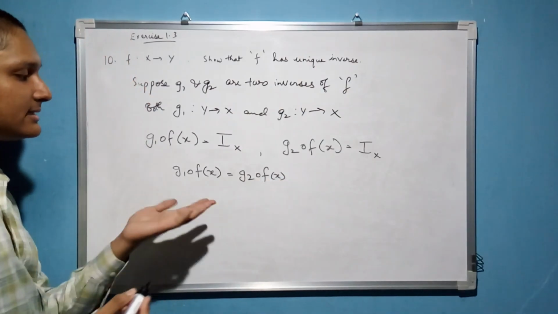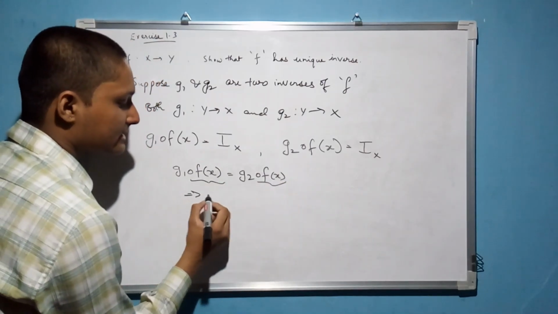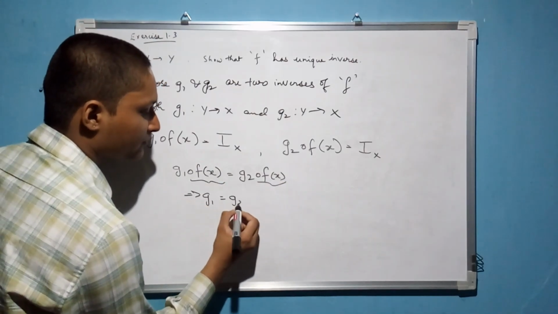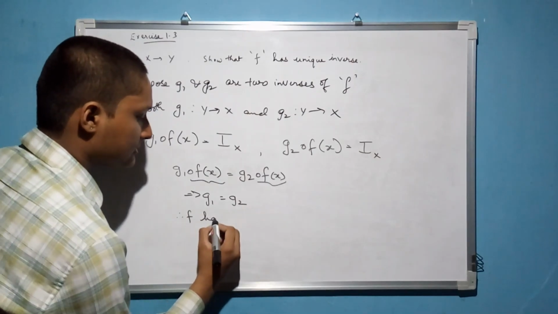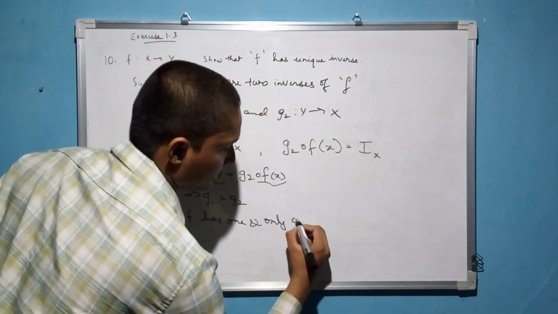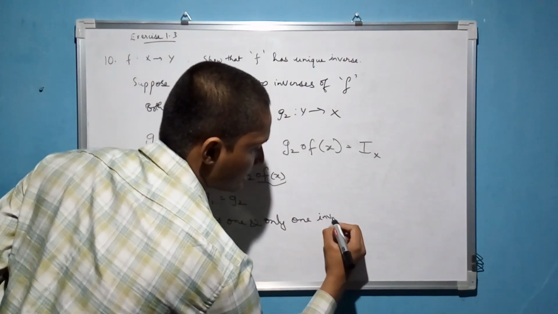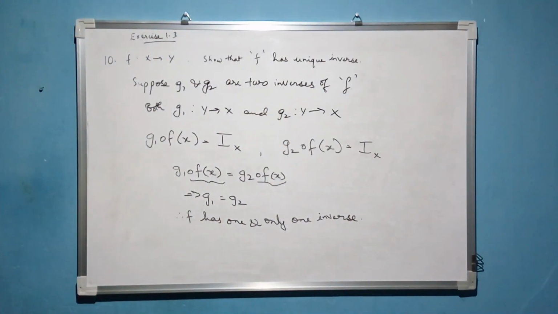So you can see that all the remaining parts are equal. That implies that g1 is equal to g2. Therefore, f has one and only one inverse. Only one inverse in every case, whatever it is. So it cannot have more than one inverse. That's what you have proved here just now. Right? Now we'll go to the 11th question.